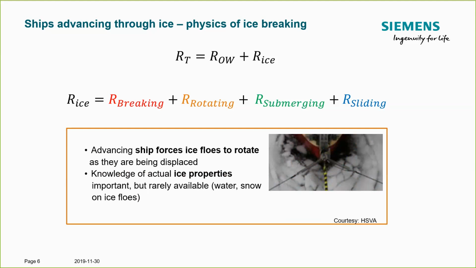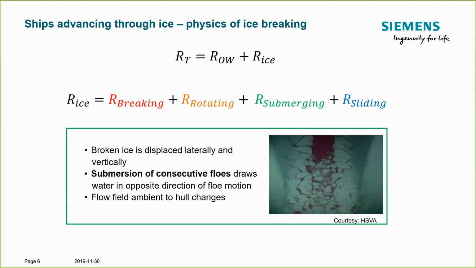Salinity plays a role, but also if there has been any snow on the actual ice floes, that all affects the inertial properties and therefore the forces that are associated with the resistance on the ship. Then, after the breaking and rotating phase, one can say that the broken ice is displaced laterally and vertically, and the submersion of consecutive floes draws water in the opposite direction of floe motion. So the flow field ambient to the hull is changed by the dynamics of these floes.